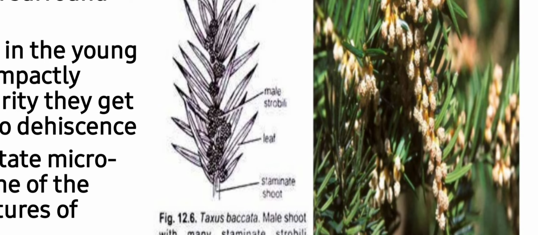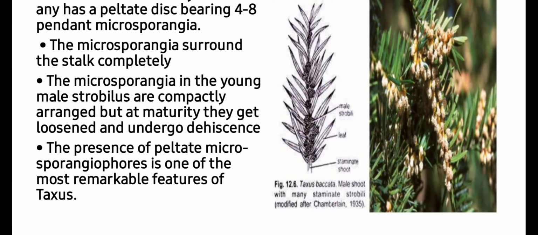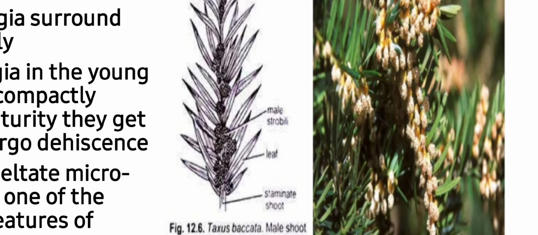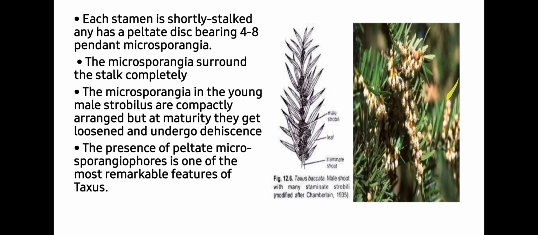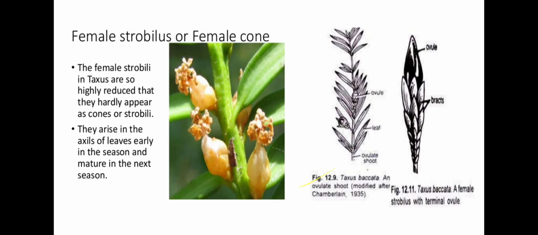In these images, you can see the male strobilus that arises in the axil of the leaf, and you can see the cones are yellow in color. Next is the female strobilus or female cone.